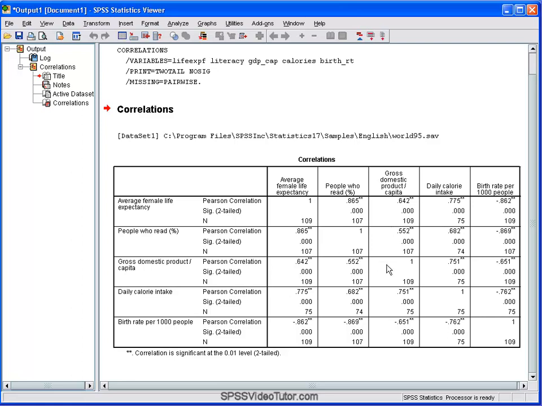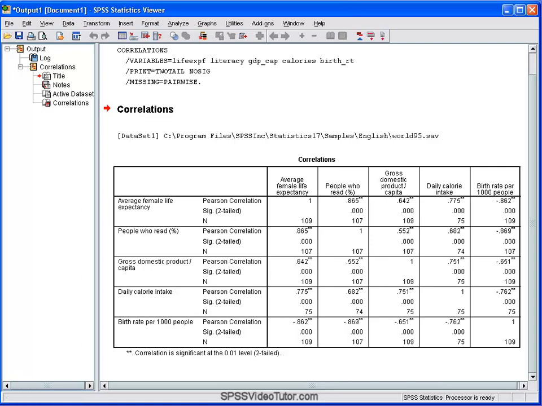Where you see the ones going along the diagonal, that's each variable correlated with itself. So that's birth rate correlated with birth rate per 1,000, daily calorie intake correlated with daily calorie intake, and of course these are all perfect correlations. Also, the matrix is symmetrical along the diagonal. So the 0.865 correlation here is the same 0.865 correlation here. It's people who read and average female life expectancy, and then people who read over here and average female life expectancy.